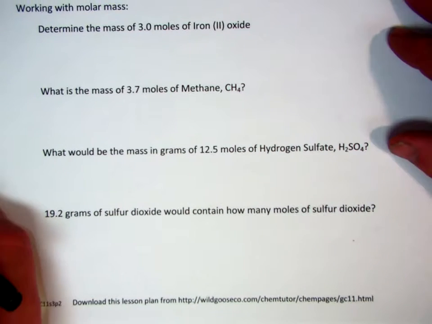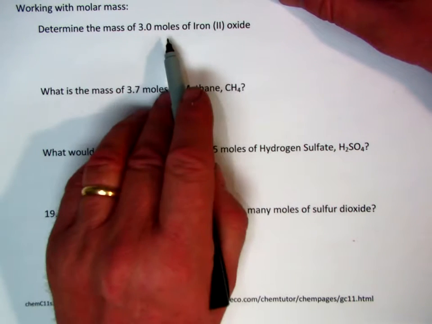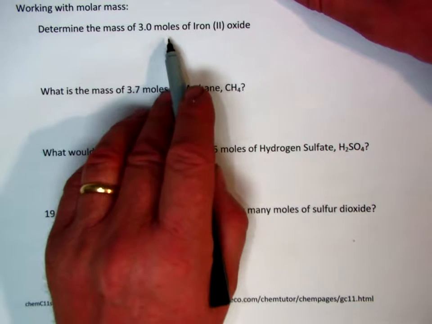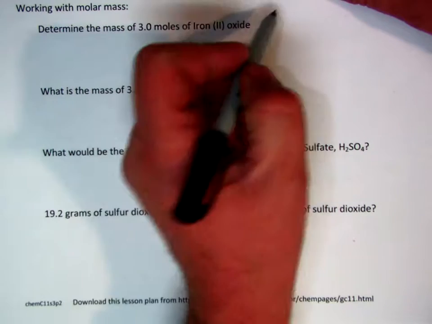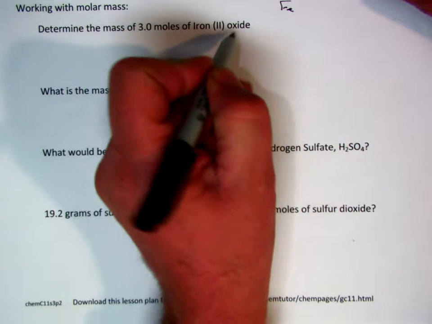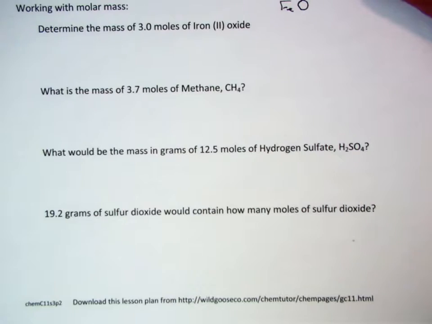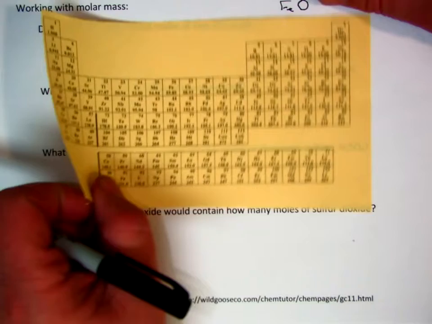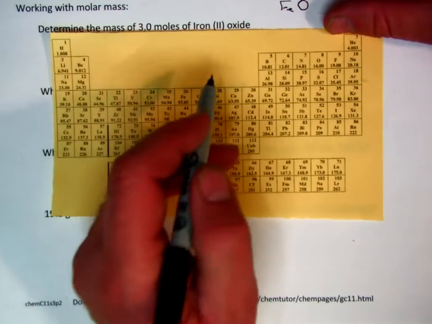So, determine the mass of 3 moles of iron oxide. Well, first thing we have to do is get the molar mass, that's the mass of 1 mole of iron(II) oxide. So you have to write its correct formula. Iron(II), Fe2+, oxide, O2-. Therefore, it has a chemical formula of FeO. And I'm not going to spend much energy working with writing chemical formulas. You should already be able to do that, or go back and watch my videos associated with them.